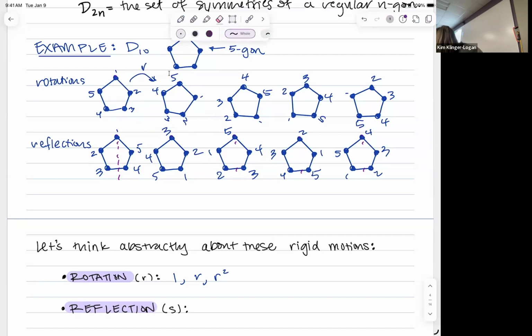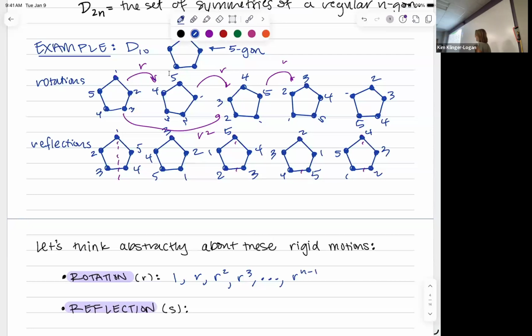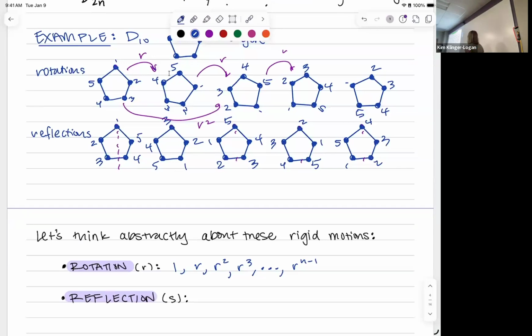Maybe I should do this in a different color. R. And this is R squared, which is just applying R twice. I could apply R 3 times, right? And I can do this all the way up to n minus 1 times, because once I do it the nth time, I'm going to get back to the identity. Great.